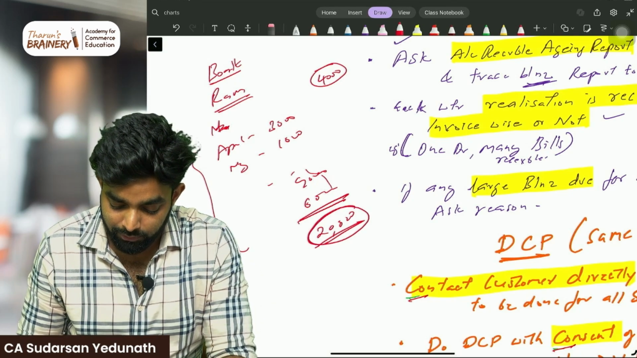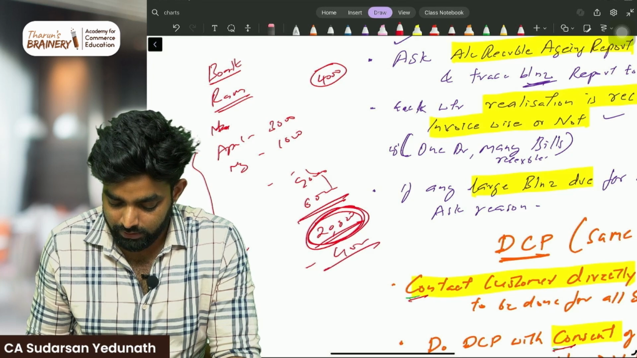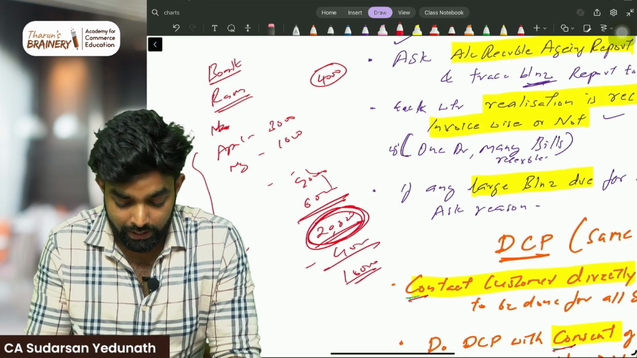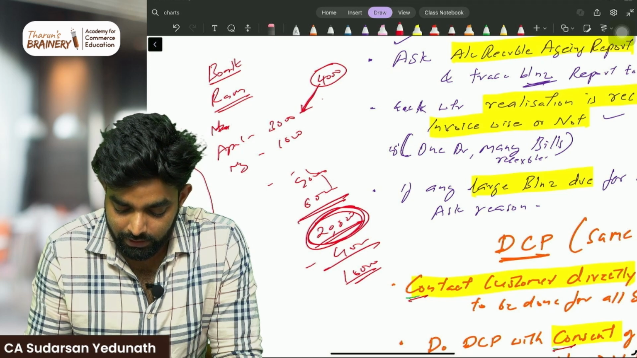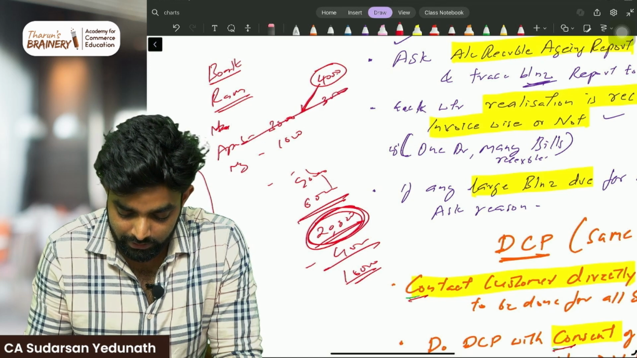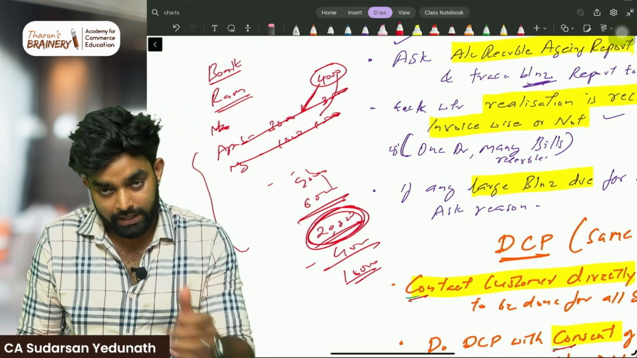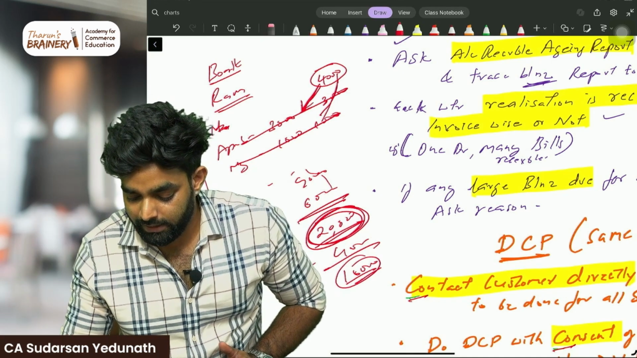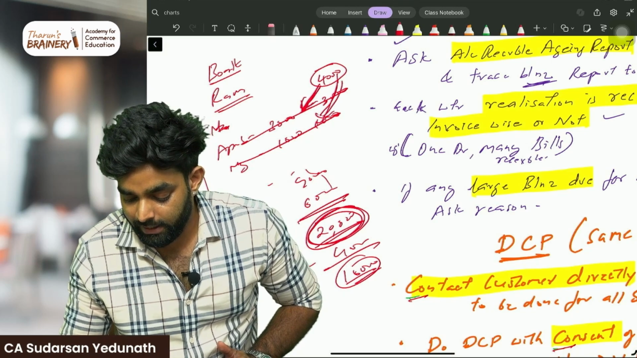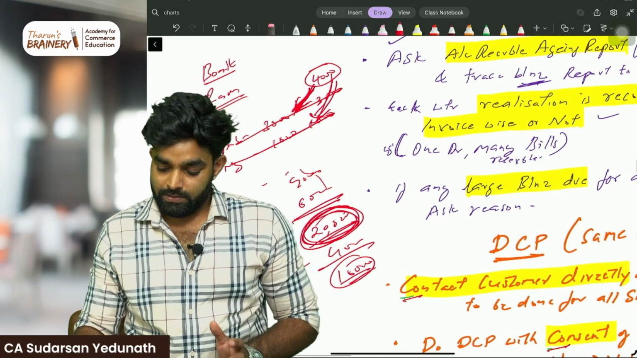Either you can adjust this 4,000 to the entire 20,000. That is, from 20,000 you can reduce 4,000, so 16,000 is left. Or you can adjust it directly to the invoice. You can say, from the 4,000, 3,000 is for this invoice, so this invoice got cancelled. Another 1,000 is for this invoice. This invoice also got cancelled. So the same 16,000 balance will come, but you have to see whether that money is adjusted invoice wise like this, or on a total basis.